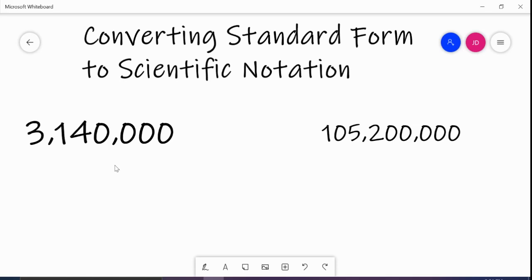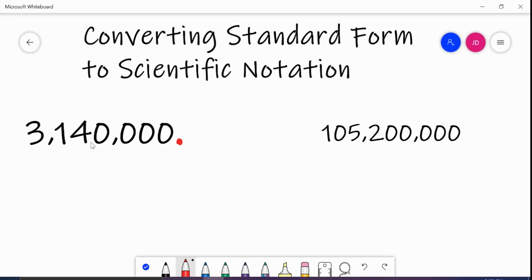Now, remember, there are three parts to scientific notation. There's a number out in front multiplied by a power of 10. And the power of 10 is basically used to determine how many spots we move the decimal point when we convert it to scientific notation. So, the first thing I always try to find is where is my decimal point? In this problem, with any large number, the decimal point is at the end, and I just draw a little decimal there.